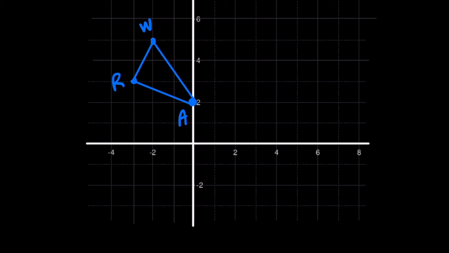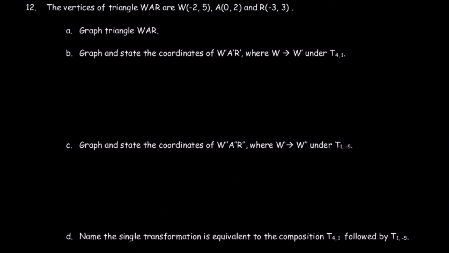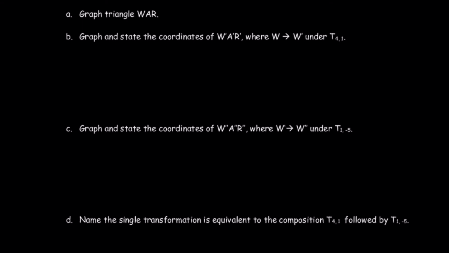All right, so there's my starting point. Now what are we going to do? It says graph and state the coordinates of triangle W prime, A prime, R prime, where W transforms to W prime under a translation of 4, 1. So if you want to be visual here, that's totally fine. That means right 4, and that means up 1.